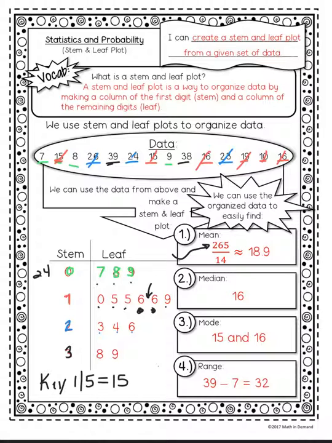Notice those are not 6s though, those are 16s. Don't forget the stem in front. So what comes between 16 and 16? Well, of course, 16. So 16 is my median.